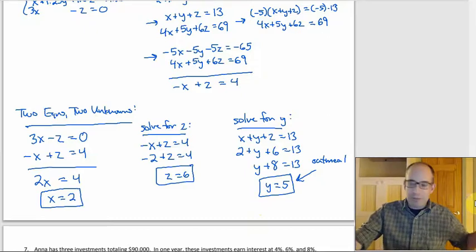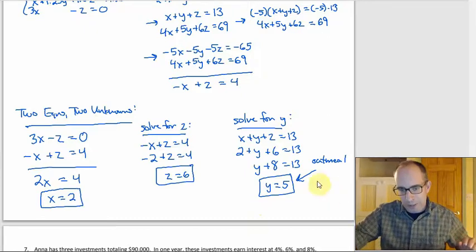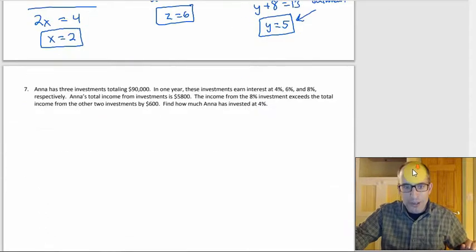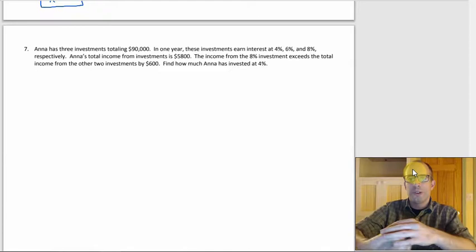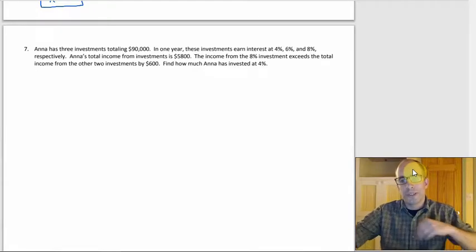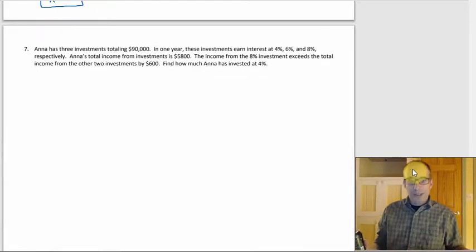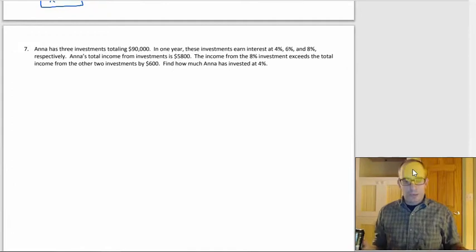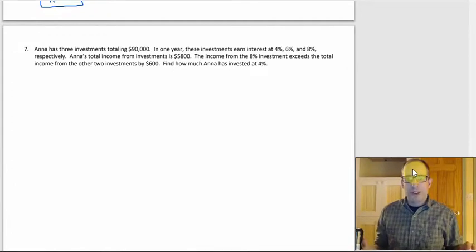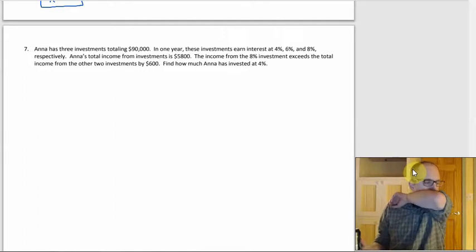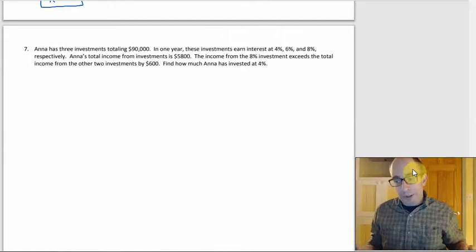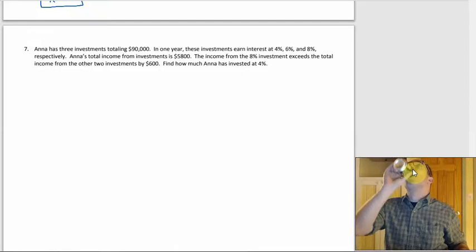Okay, one more, and it's another word problem. Anna has 3 investments totaling $90,000. In 1 year, they earn interest at 4%, 6%, and 8% respectively. And it says that Anna's total income from investments is $5,800, and the income from the 8% investment exceeds the total of the other two by $600. And we want to figure out how much Anna has invested at 4%. All right, so this is going to be another 3 equations with 3 unknowns.